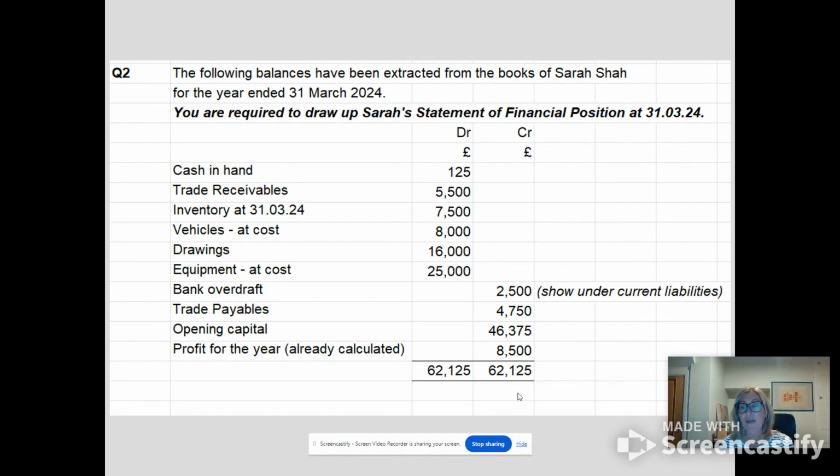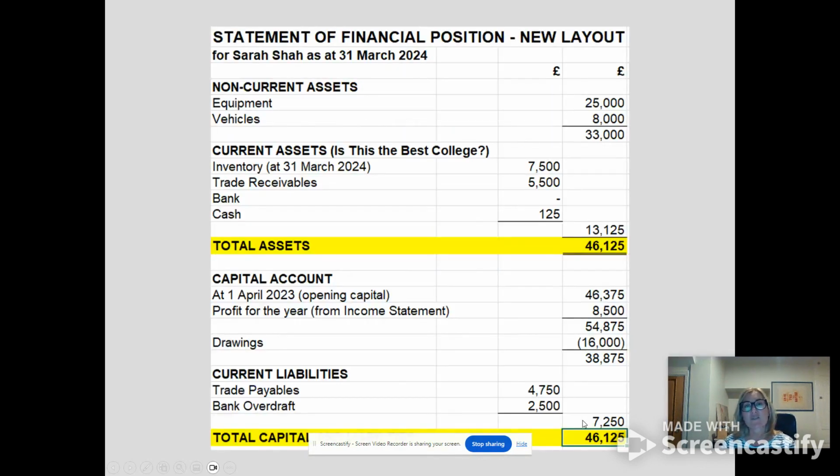Okay, so spoiler alert, I'm going to reveal the answer now. This is what Shah's statement of financial position should be looking like. So her total assets are 46,125 and her total capital and liabilities are the same amount. So just have a look and check that you've got things in the right place.